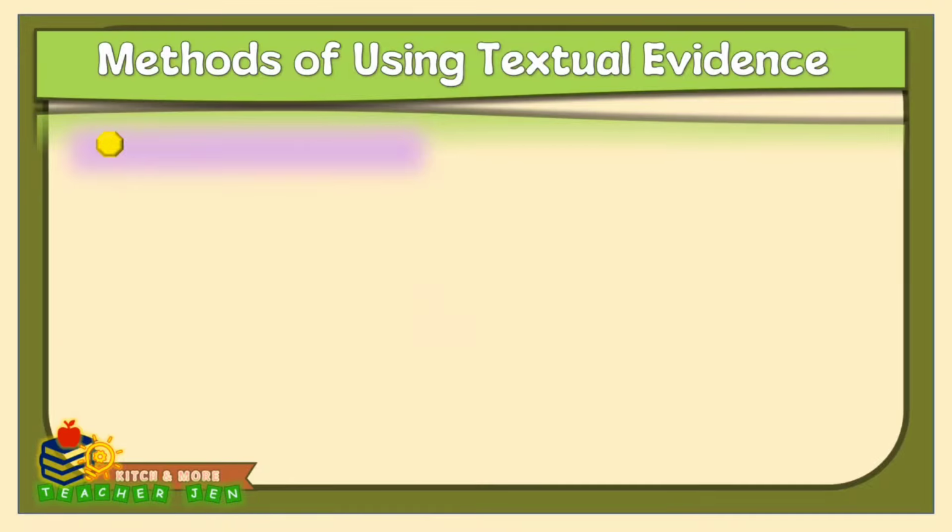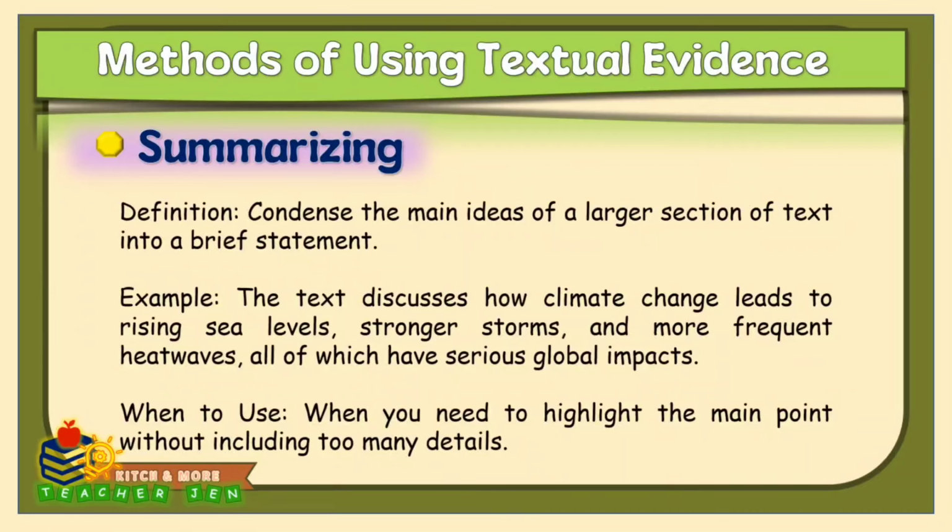The last method is called summarizing. It means condensing the main ideas of a larger section of text into a brief statement. For example, the text discusses how climate change leads to rising sea levels, stronger storms, and more frequent heat waves, all of which have serious global impacts. When do you use it? When you need to highlight the main point without including too many details.